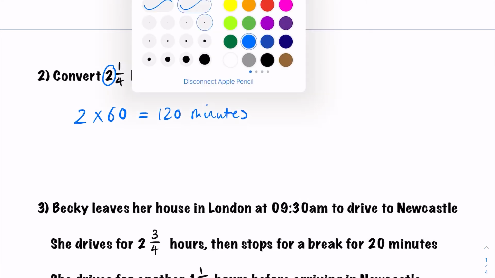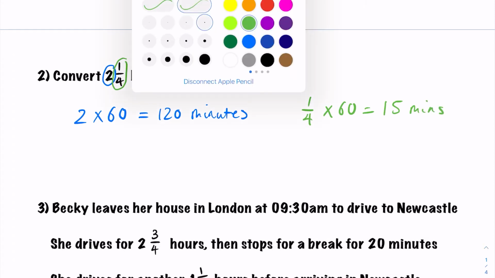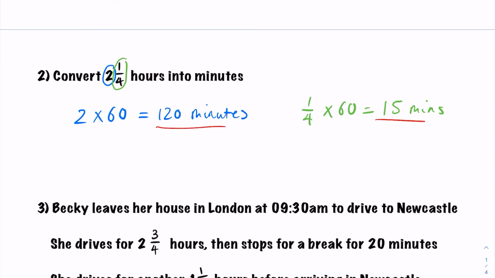And now let's focus on the quarter of an hour we have. So 1/4 of 60. To find a quarter or a half or whatever fraction of something, we just multiply it together. So 1/4 multiplied by 60, or you can think about a quarter in the sense of halving 60 and then halving it again. That's how you can find 1/4. So halving 60 we get 30, halving it again we get 15 minutes, and that would be 1/4 of an hour. So the total time would be these two added together, so 120 minutes plus 15 minutes, which is 135 minutes.